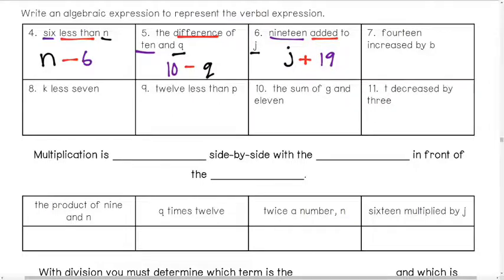Number 7, 14 increased by b. Now that's a specific order. So it says 14 is increased, and it is increased by the variable b. That's why b is second.